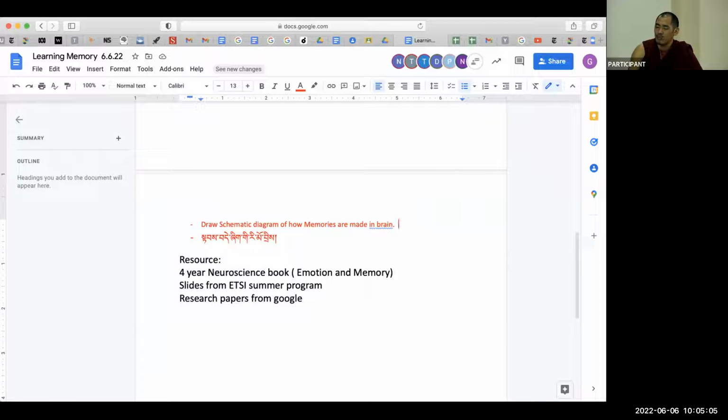And from there, they will go specifically to the hippocampus and they will show the image of all this to the students.